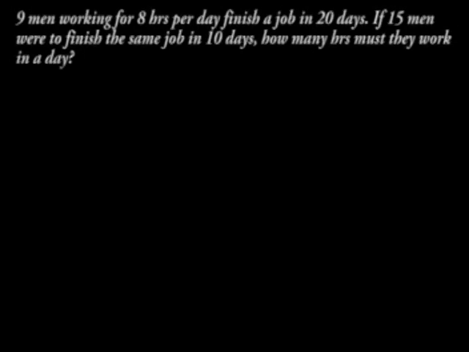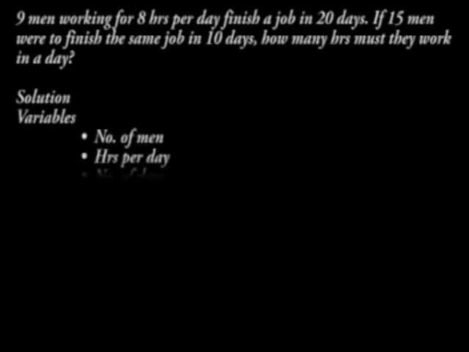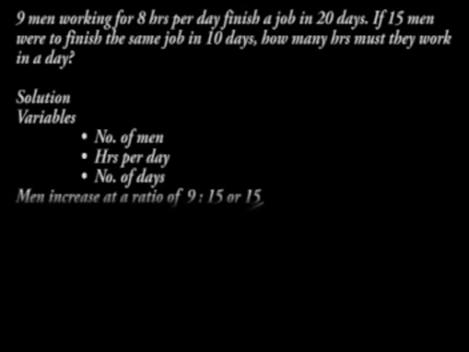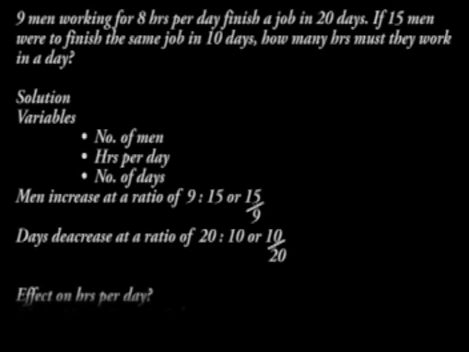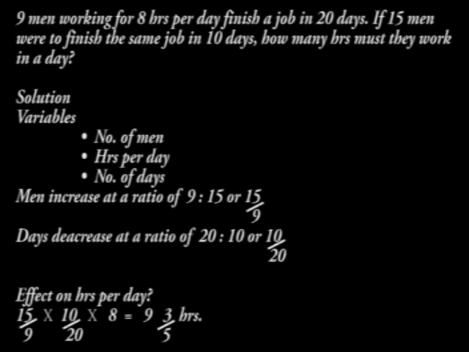In our solution, there are 3 variables: number of men, hours per day, and the number of days. Men increase at the ratio of 9 to 15 or 15 over 9. Days decrease in the ratio 20 to 10 or 10 over 20. What's the effect on hours per day? We shall have 15 over 9 times 10 over 20 times 8, which gives us 9 and 3 over 5 hours per day.